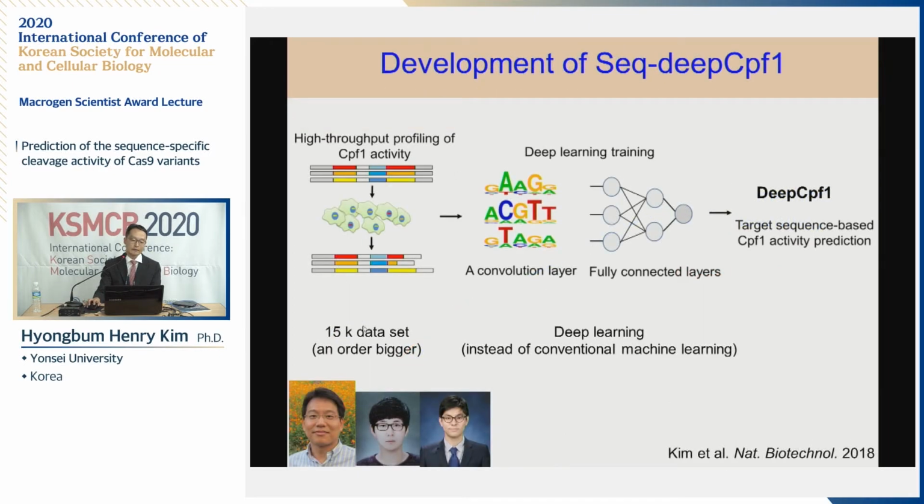So we generated activities of Cpf1 at 15,000 target sequences, and using this big data, we used a deep learning network composed of one convolution layer and 3 fully connected layers. And we finally developed a computational model called DeepCpf1. This work was done in collaboration with Seong-ro Yoon from SNU.